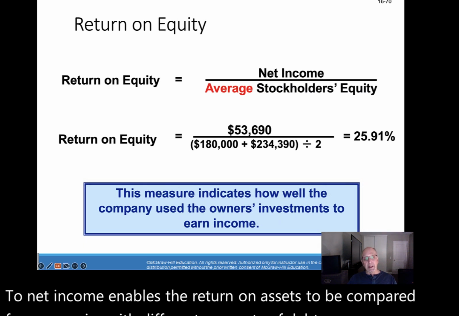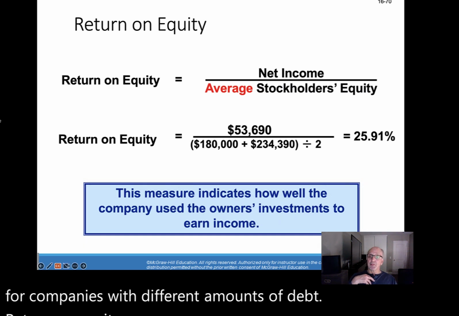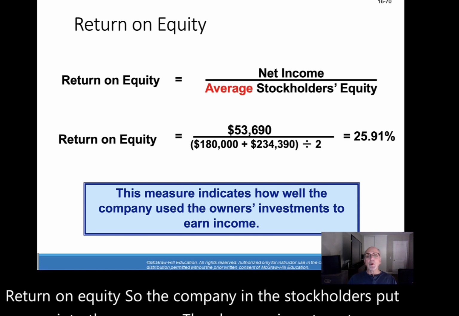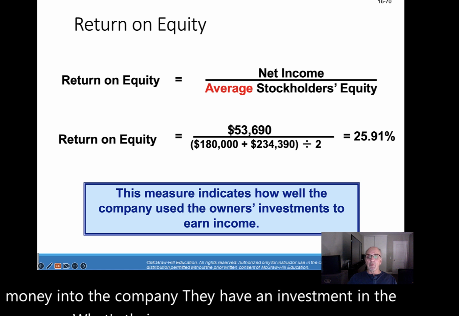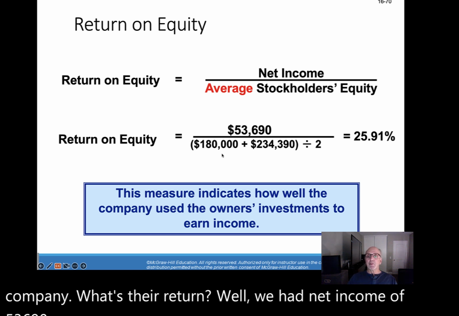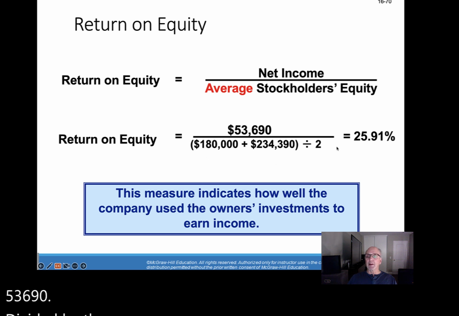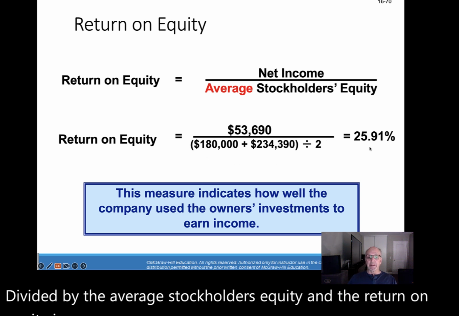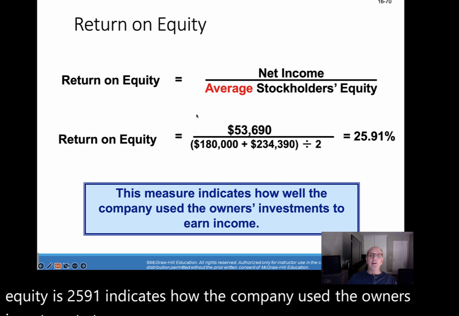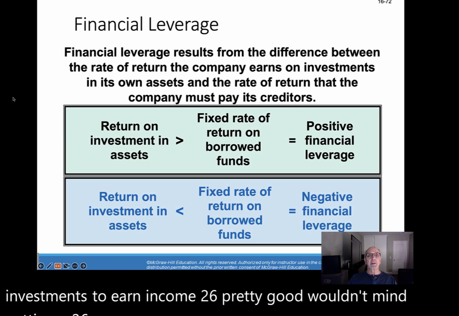Return on equity. So the stockholders put money into the company. They have an investment in the company. What's their return? Well, we had net income of $53,690 divided by the average stockholders' equity, and the return on equity is 25.91%. Indicates how well the company used the owner's investments to earn income. 26%, pretty good. Wouldn't mind getting a 26% return.